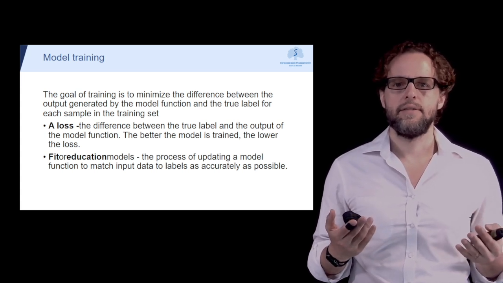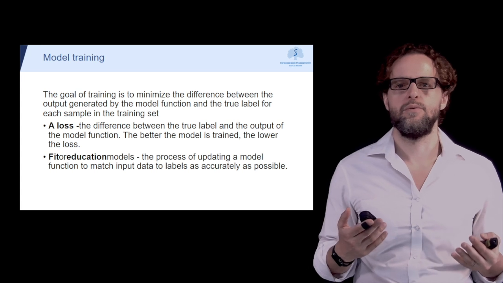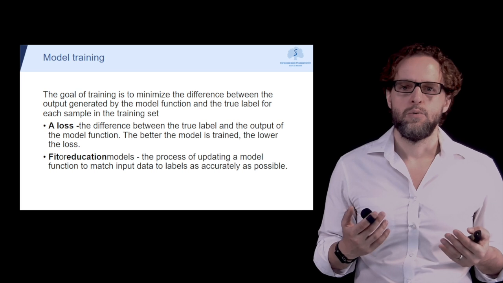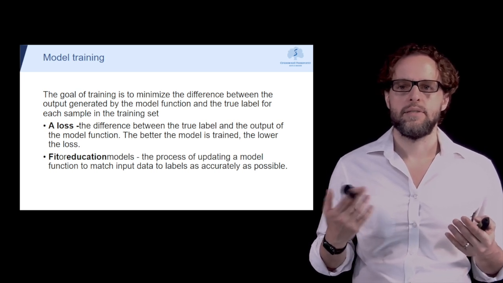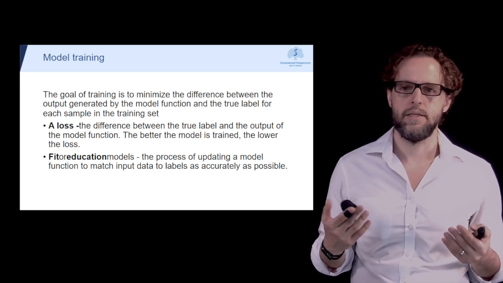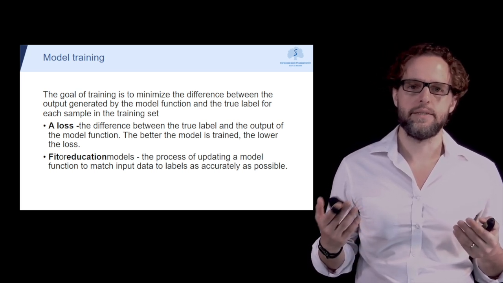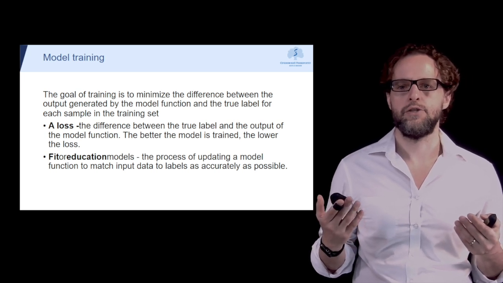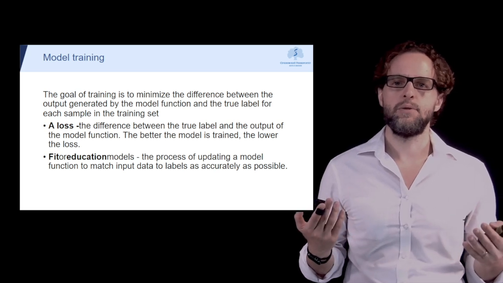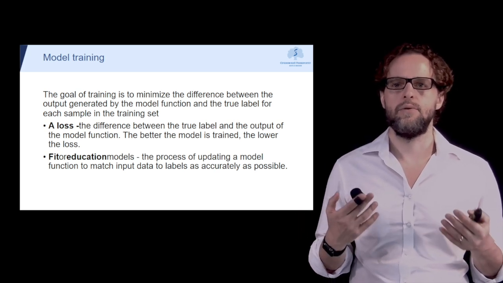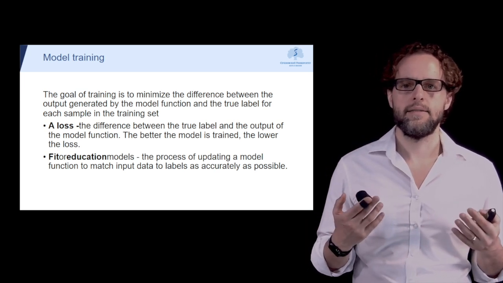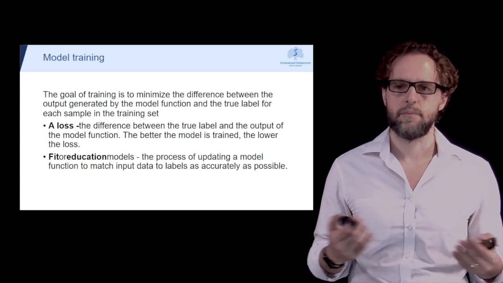Loss is the difference between the output of the model function and the true label. We typically average or sum the losses for each data point we have. If the model is poorly trained, there will be large losses. If the model is well trained, then the difference between the true label and our prediction will be small on average, and hence the resulting loss will be small.